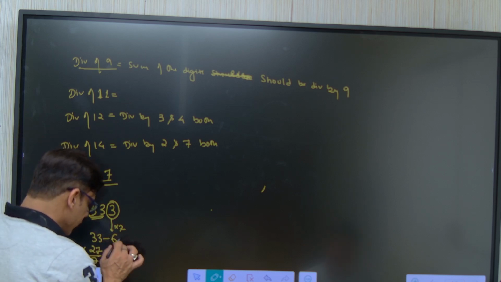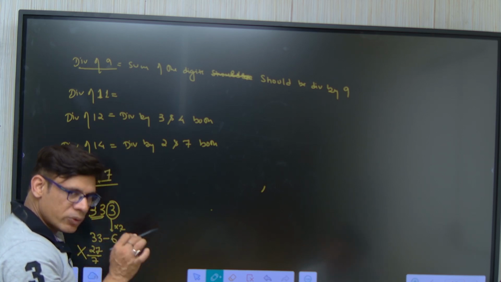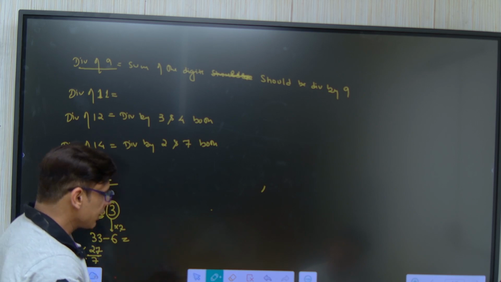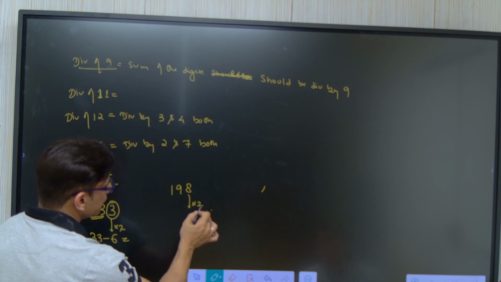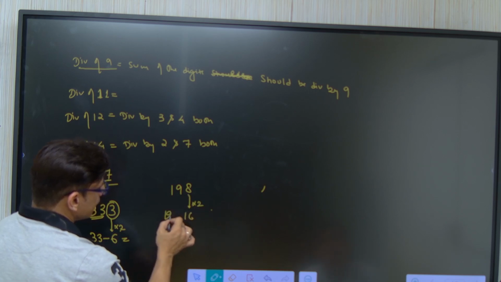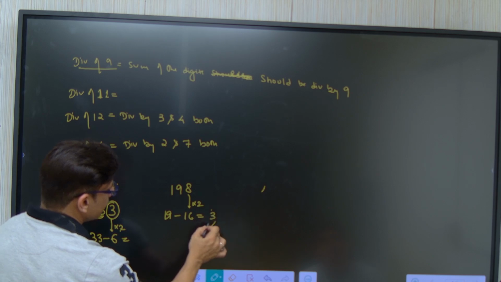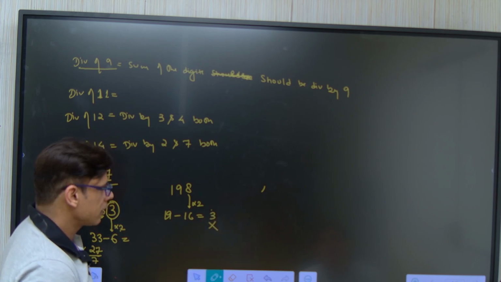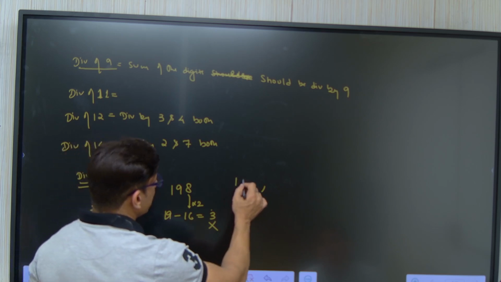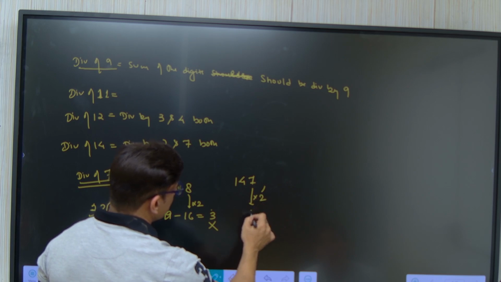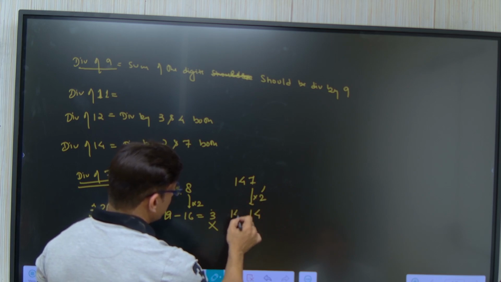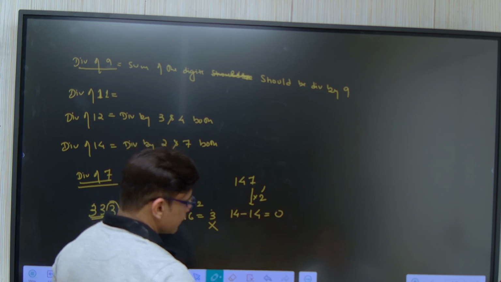So this difference which we are talking about should be either 0 or 7 or 14 or 28. For example, if I have 198, take the last digit, doubled is 16. 19 minus 16 is 3, not divisible by 7. Let's say I have 147, last digit 7, double it is 14, and the other two digits are 14. 14 minus 14 is 0.